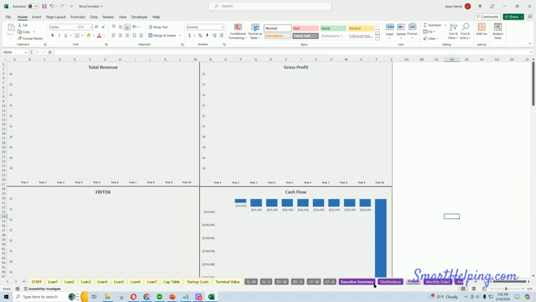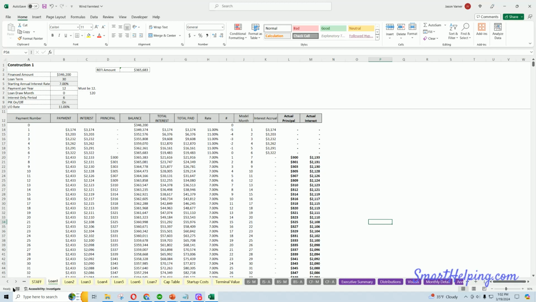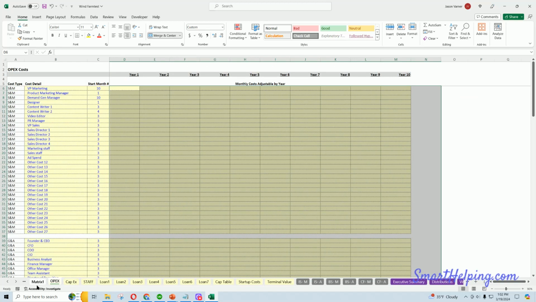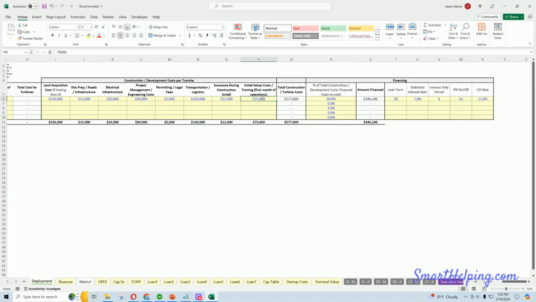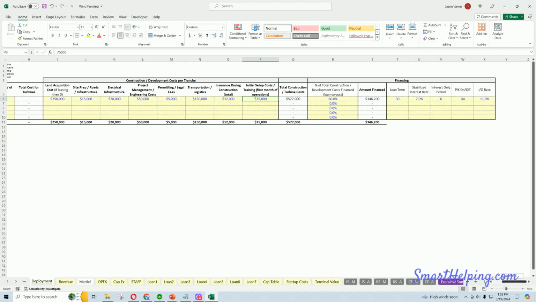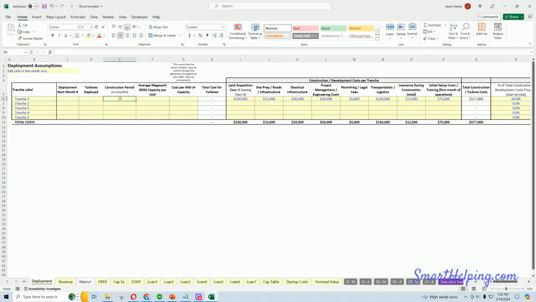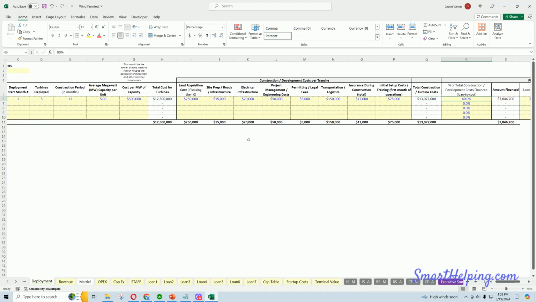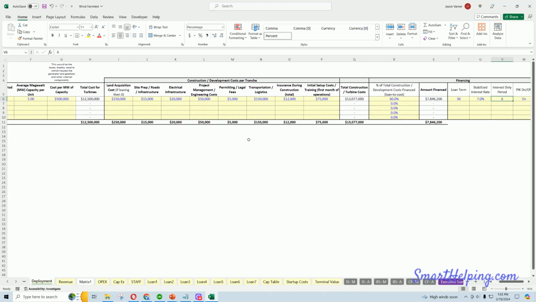All right, so let's go over here. We have loan one, $346,000 were taken out. And that's sourcing from the deployment here, where it's costing us $577,000. We could actually put this stuff in here. Let's say construction period was like 11 months. We're doing 5 turbines. Deployment month 1. Okay. So it's $13 million construction, 60% finance, 7.8 million is the total financing.